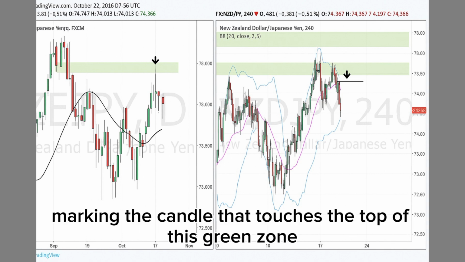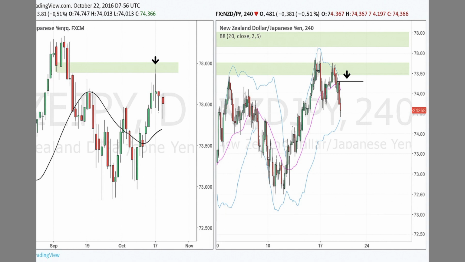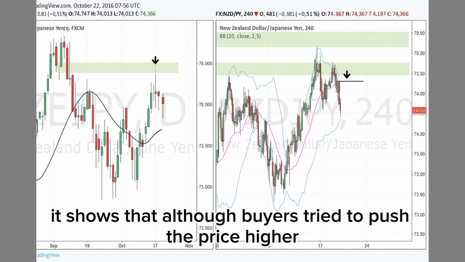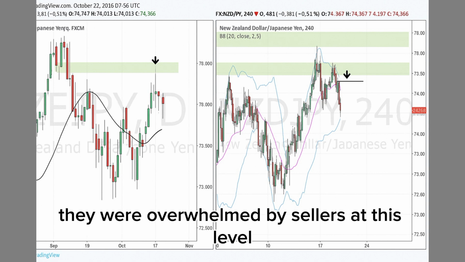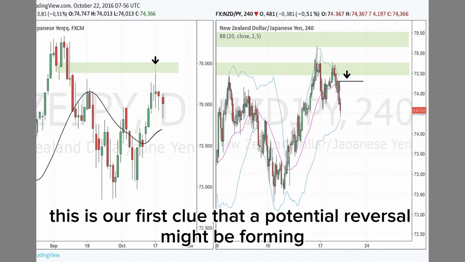Notice the black arrow marking the candle that touches the top of this green zone. This candle has a long upper wick and a small body, a classic sign of seller rejection. It shows that although buyers tried to push the price higher, they were overwhelmed by sellers at this level, leading to a sharp downward close. This is our first clue that a potential reversal might be forming.